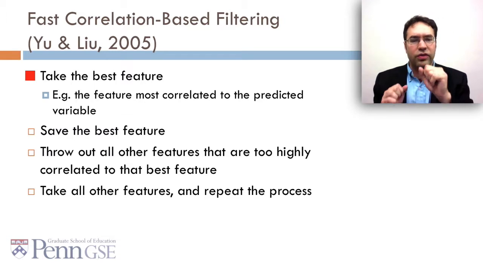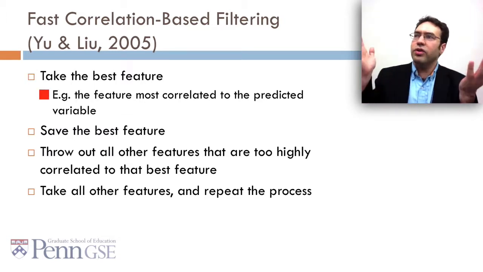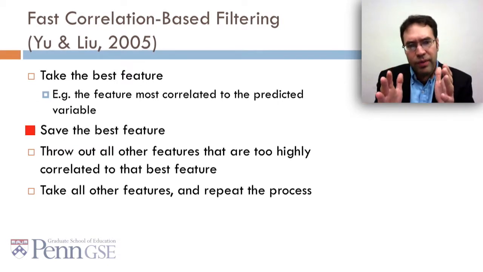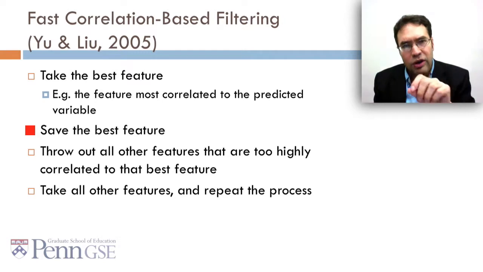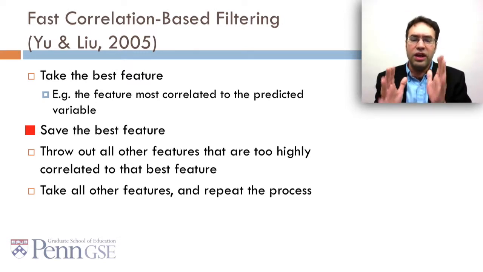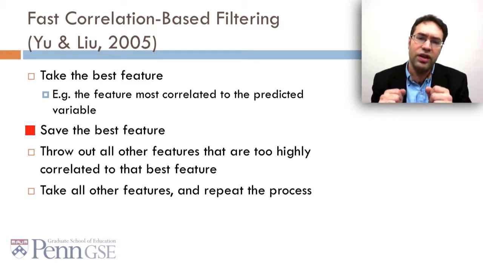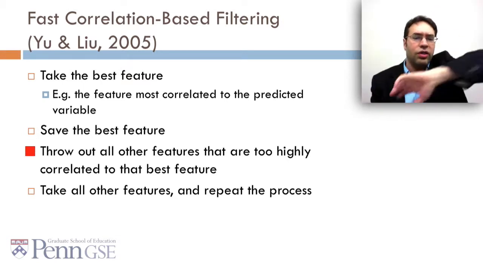Then you take the best feature, in other words, the feature most correlated to the predicted variable, or whatever goodness metric you have. You save the best feature. We're just going to take that variable, put it aside, and say we're keeping that. No matter what else happens, we're keeping our best feature. Then you take each of the features and look at how highly they correlate to that best feature. Anything that correlates to that best feature above your threshold, you throw it out.